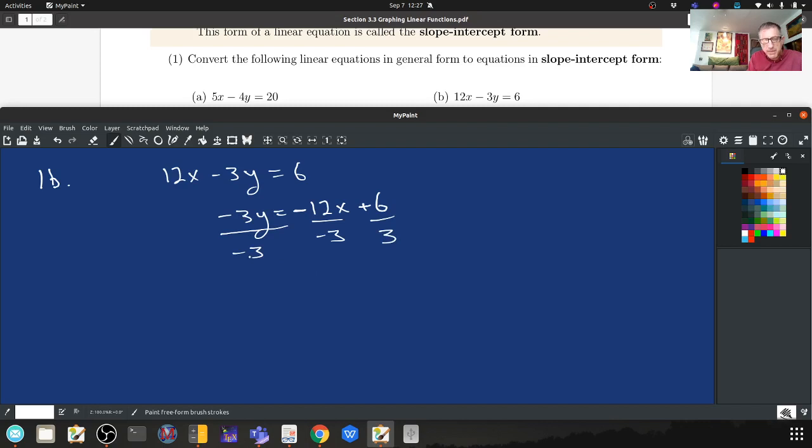Minus 3 divided by minus 3 is 1. So that leaves me 1y. Minus 12 divided by minus 3 is 4. And that's multiplied by x. And 6 divided by 3 is 2. So again, we have y is equal to mx plus b, where m is equal to 4 and b is equal to minus 2.